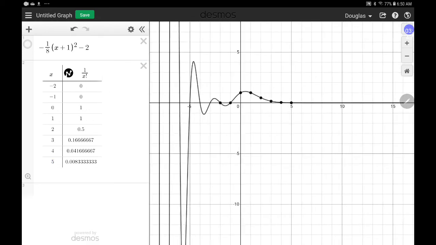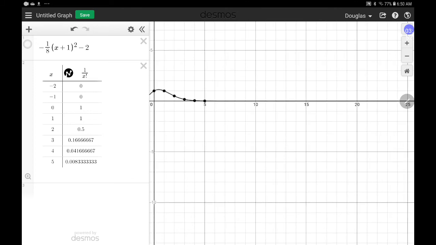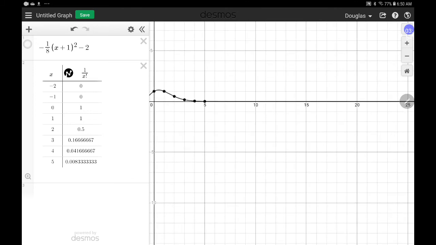It doesn't know what it's doing before that. We should just show that, I guess, and so we'll go with that. And those are the first 5 terms. Well, the first 6 terms, and we're happy with that.